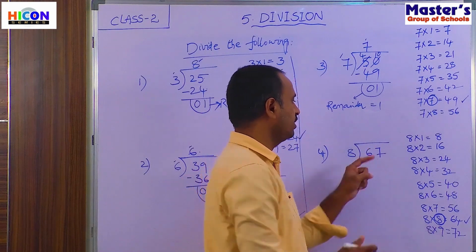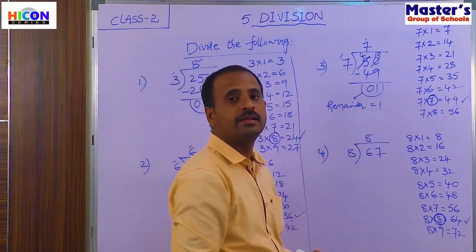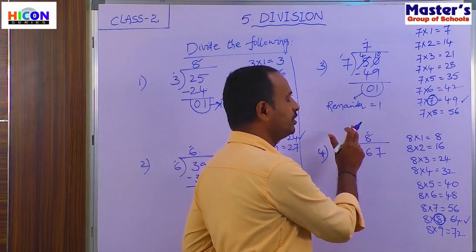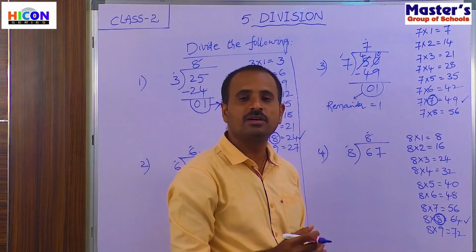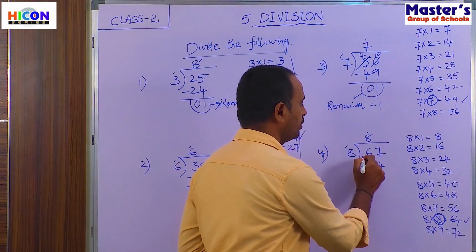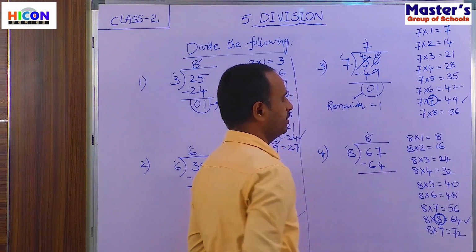So write 8 in the quotient and multiply these two numbers. That is 8 into 8. 8 8s are how much, children? 64. So write the product 64 below the dividend and subtract.